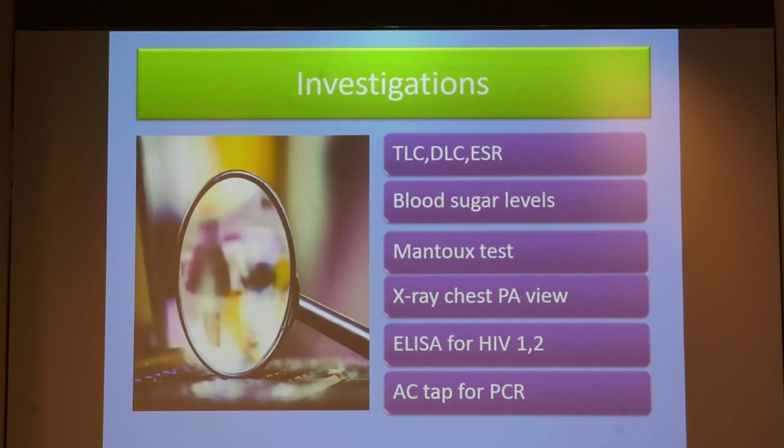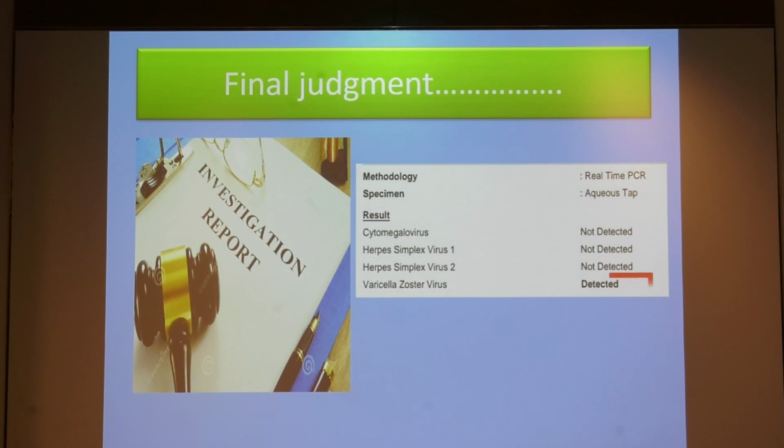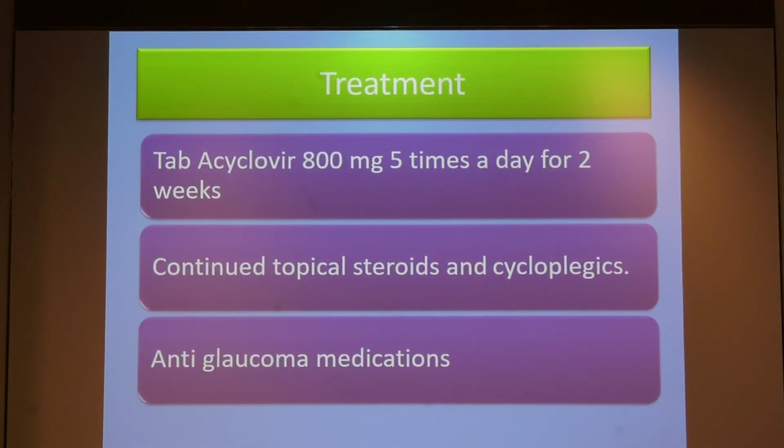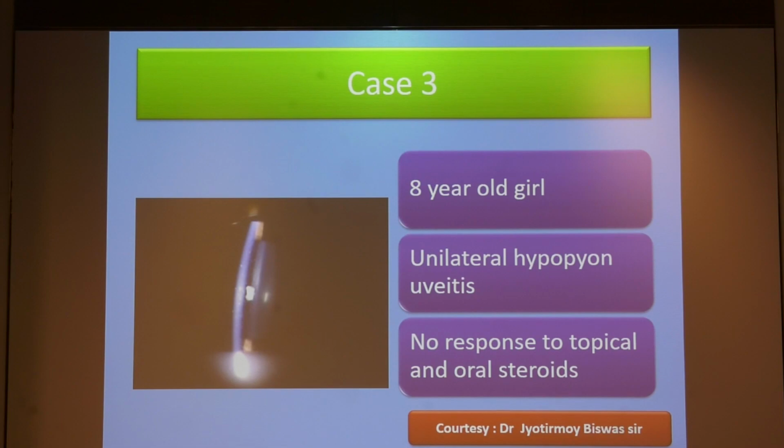The patient was investigated, and we ordered an AC tap for PCR. And what we found? That the aqueous was positive for varicella zoster virus. So we put the patient on antivirals along with topical steroids and cycloplegics along with the anti-glaucoma medication, and the patient resolved. But really, every situation is not like that.